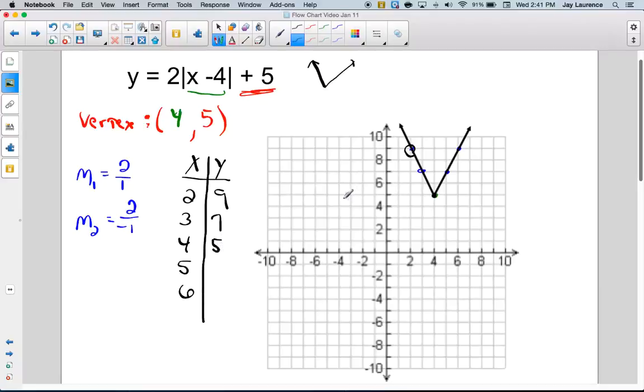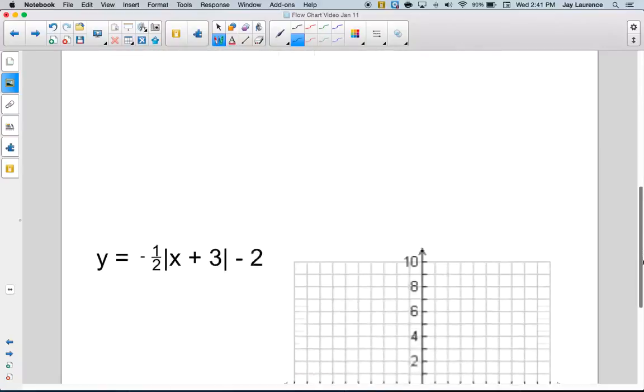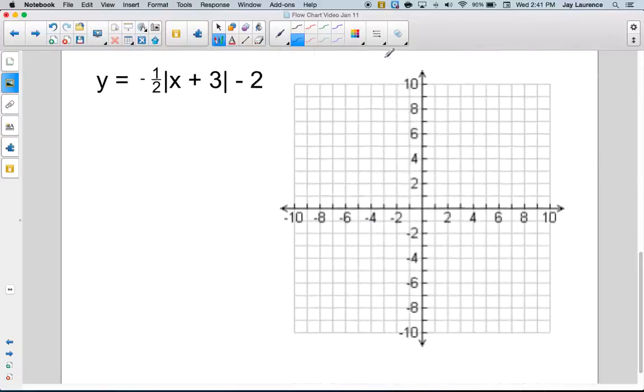As soon as I move to the right side of 5, my values are going to get larger again. And it'll be (5, 7) and (6, 9). I'll leave that up to you to verify. So the first thing I did was find my vertex. I found my 2 slopes. I graphed the vertex. I rise and run with my 2 slopes. Let's try one more.